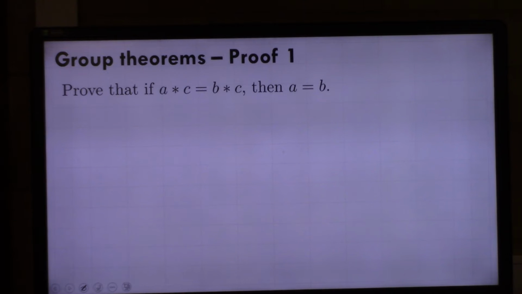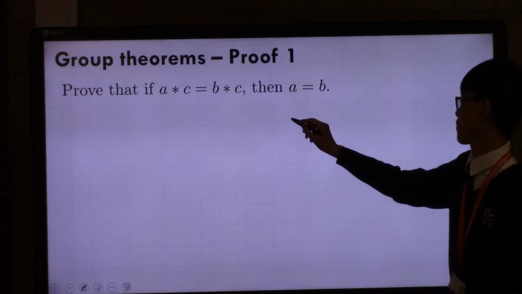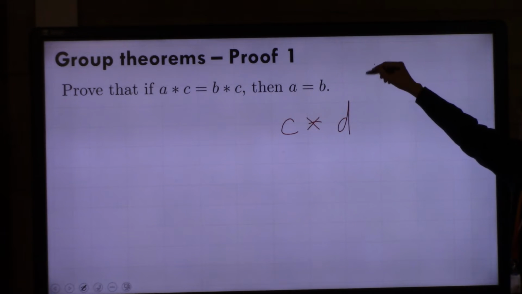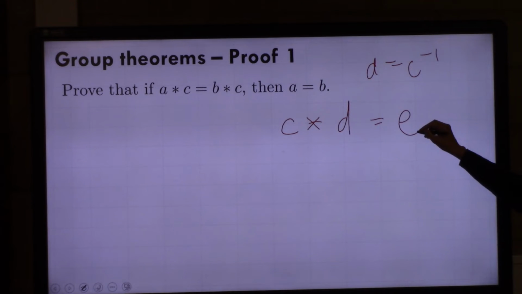Okay, right. So the first one: prove that if A star C is equal to B star C, then A equals B. We know that C has an inverse element, let's call it D, where D is equal to the inverse of C. And we know that C star D is going to equal our identity element. That is one of our axioms, the identity axiom and the inverse axiom.